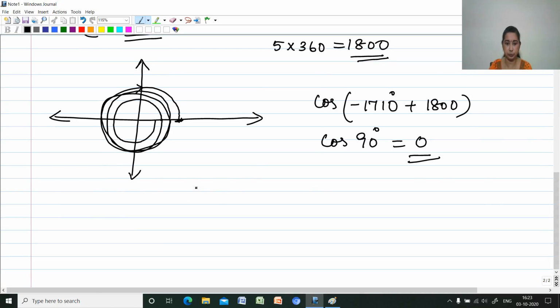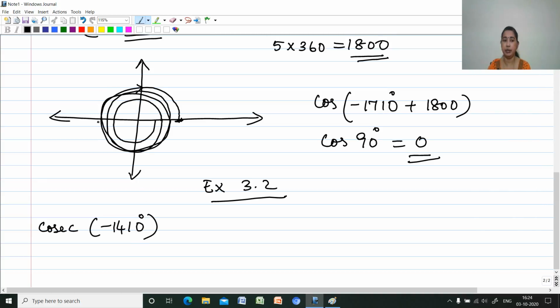Exercise 3.2. The first one, sine 765, we have already done. Now the second question is cosec of minus 1410 degree. I told you if it is a negative angle, we have to find the greater angle, that is, how many complete revolutions are being done. So for 1410 degree, near to that it is 1440. That is 360 into 4.